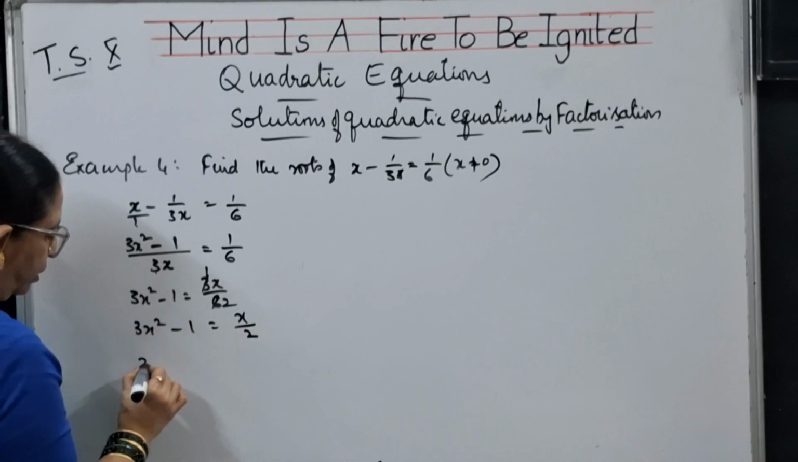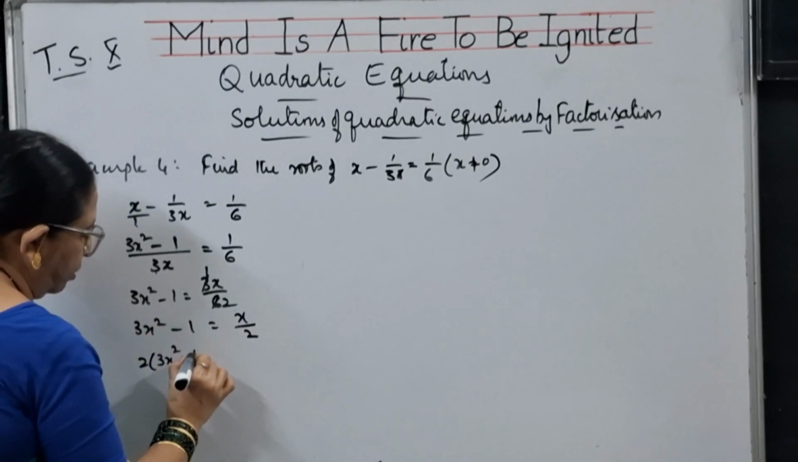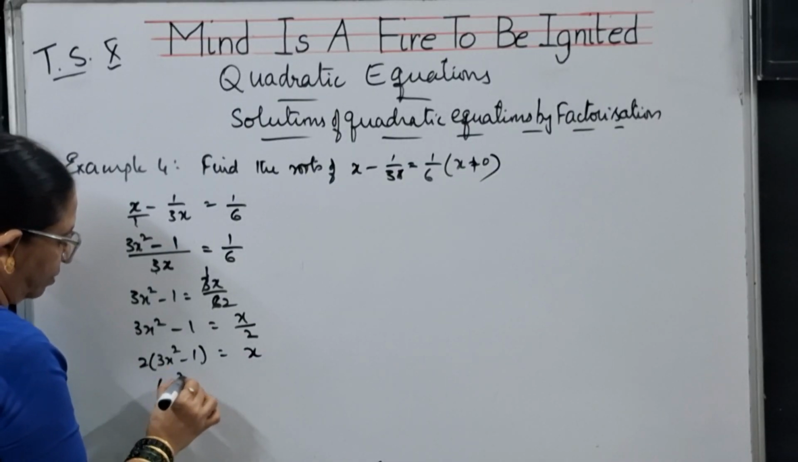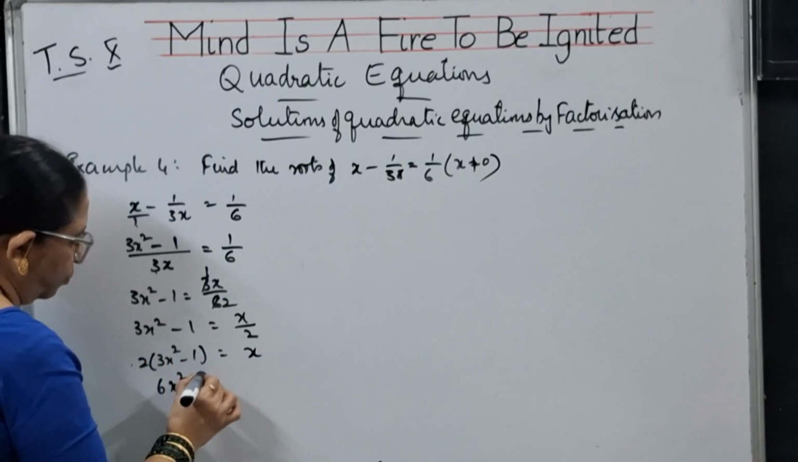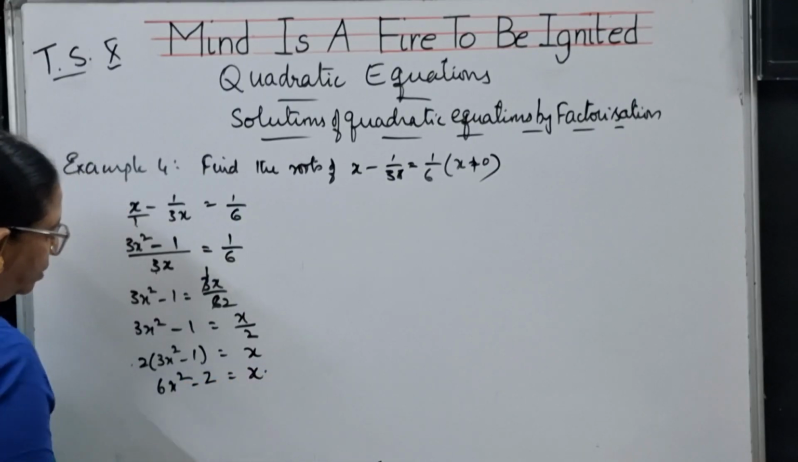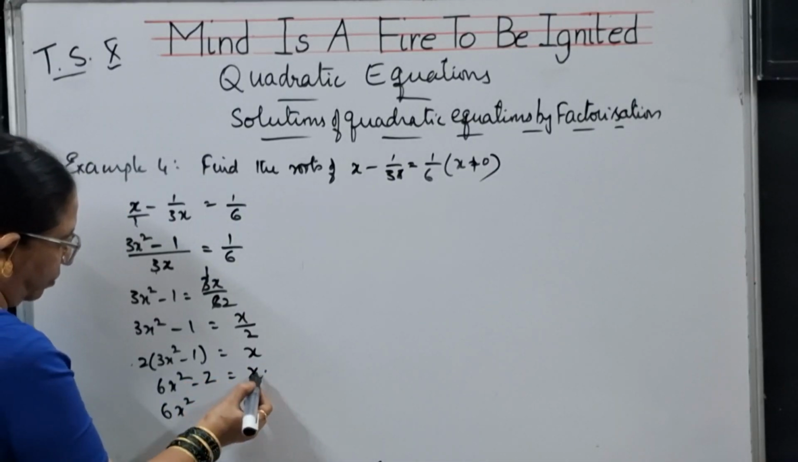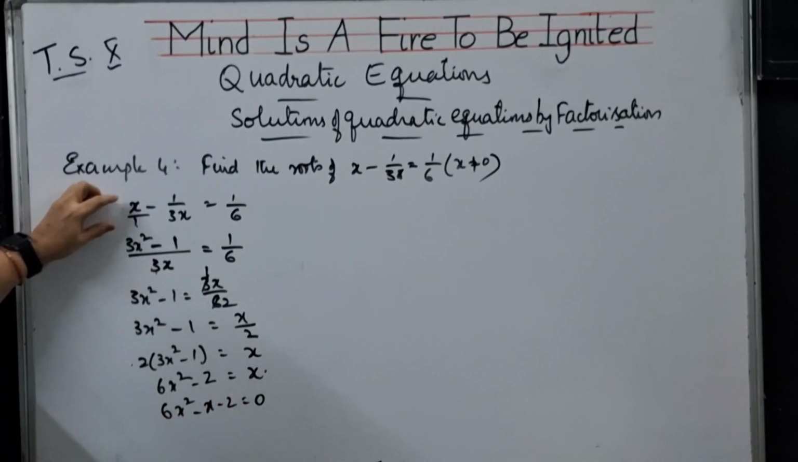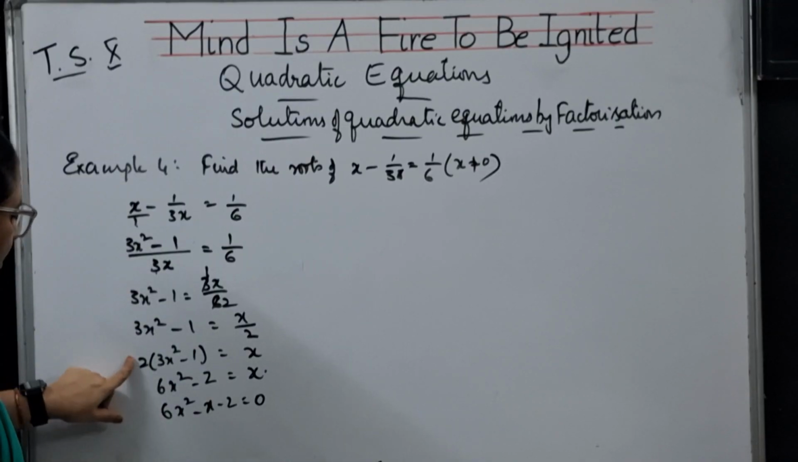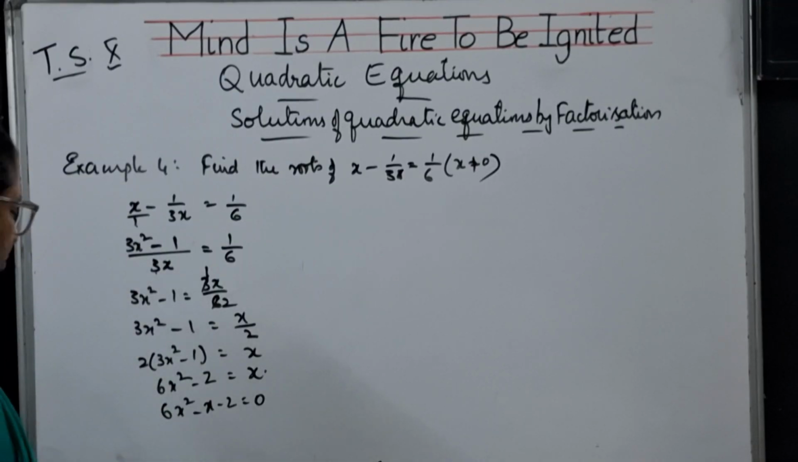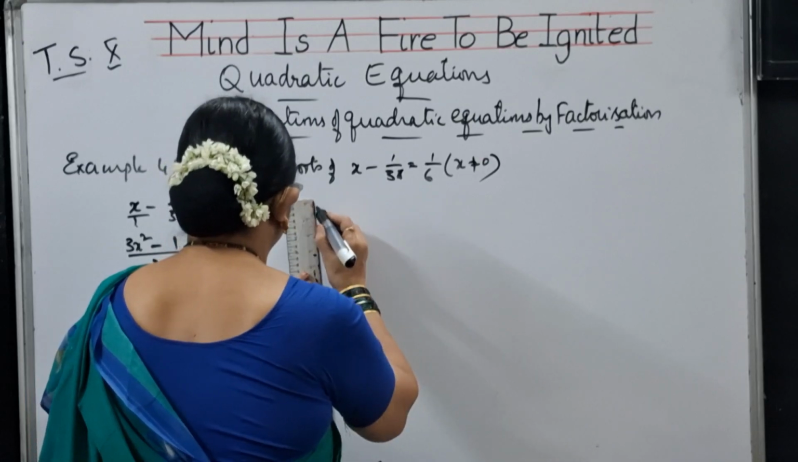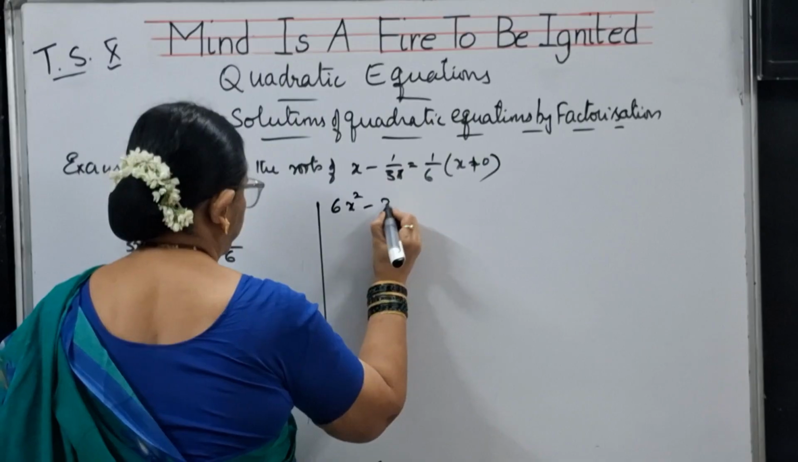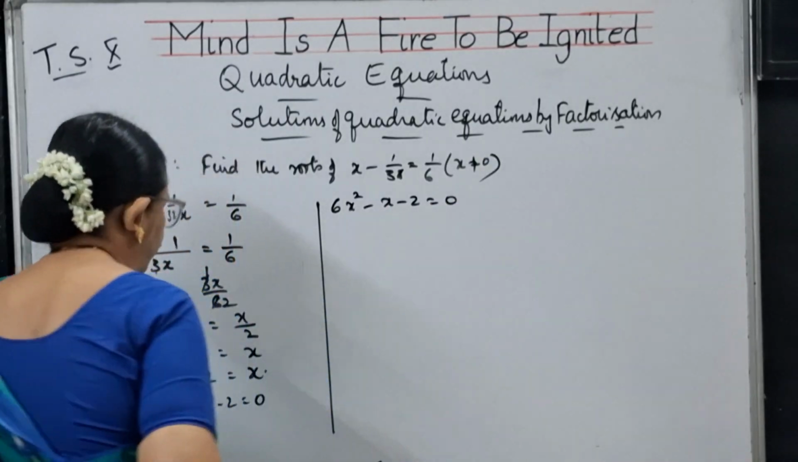So send this 2 here, 2 into 3x square minus 1 is equal to x. 2 threes are 6x square, plus into minus, minus 2 ones are 2, is equal to x. That means 6x square, when x comes here, minus x minus 2 is equal to 0. So the given problem, you have converted it into a quadratic form. Now let us continue this. 6x square minus x minus 2 is equal to 0.